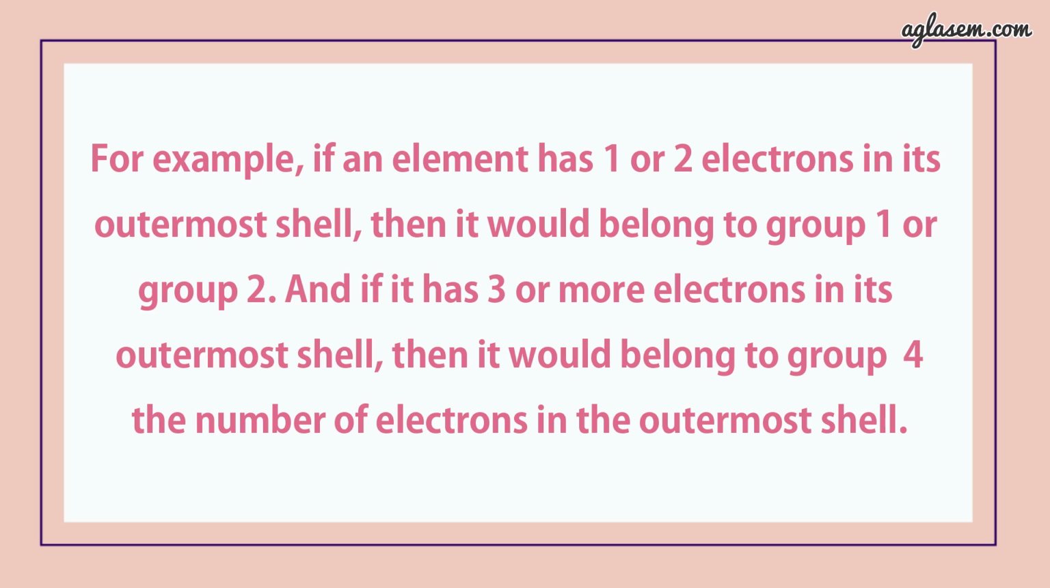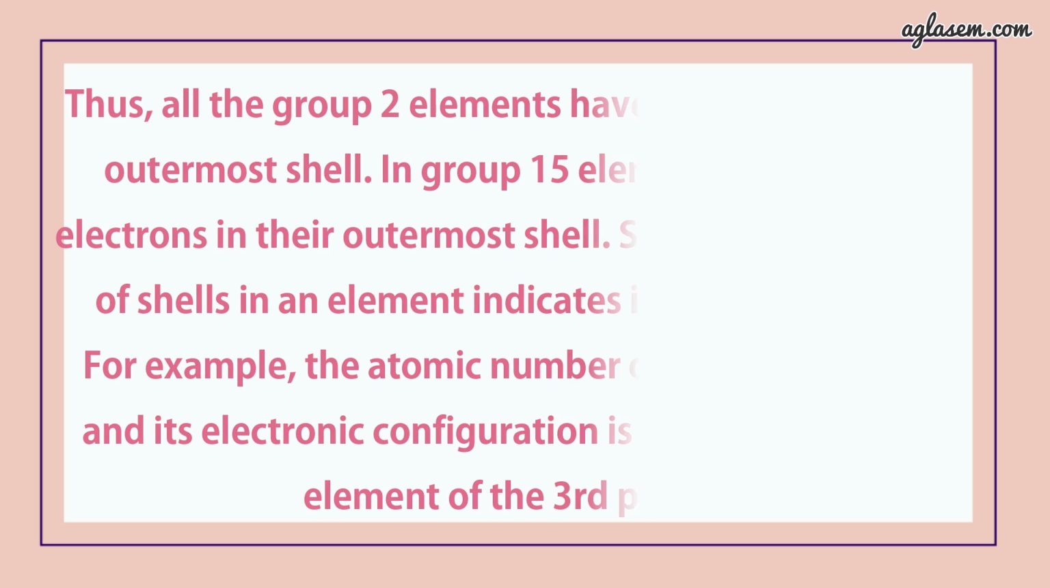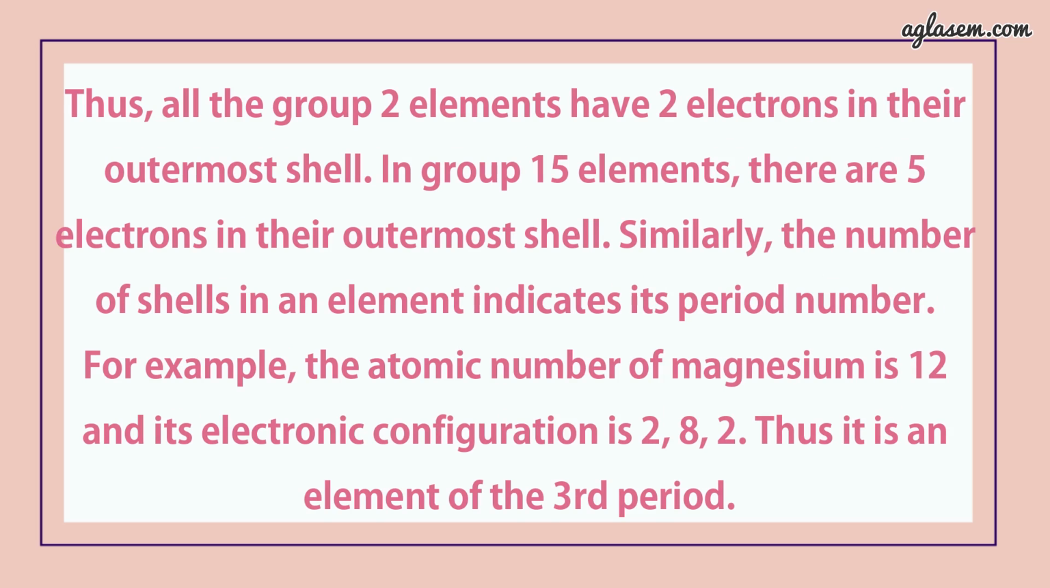And if it has 3 or more electrons in its outermost shell, then it would belong to group 10 plus the number of electrons in the outermost shell. Thus, all the group 2 elements have 2 electrons in their outermost shell, and in group 15 elements, there are 5 electrons in their outermost shell. Similarly, the number of shells in an element indicates the period number. For example, the atomic number of magnesium is 12 and its electronic configuration is 2, 8, 2. Thus, it is an element of the third period.